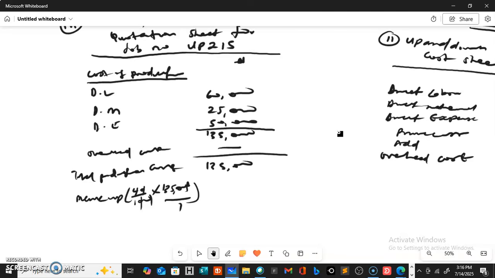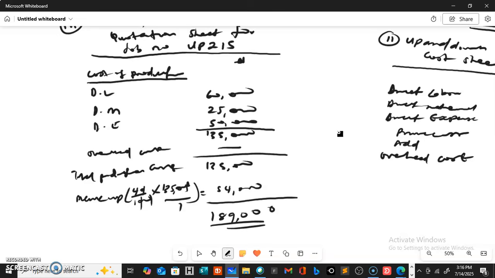Let me use my calculator. So 13,500 multiplied by 4. So that is 54,000. At the end of the day, we have our markup as 54,000. So at the end of the day, our quoted or selling price is now 189,000.